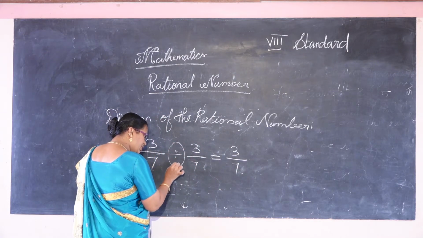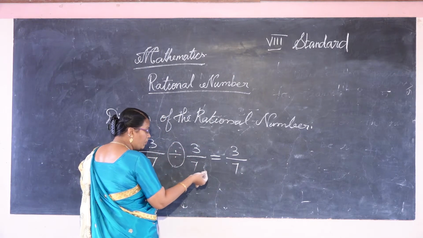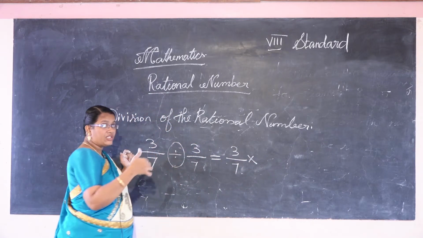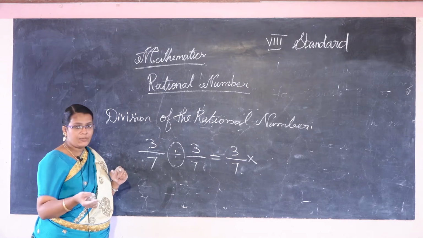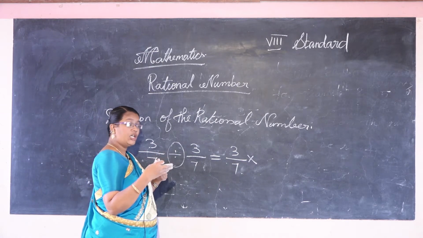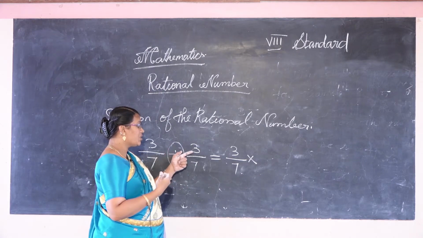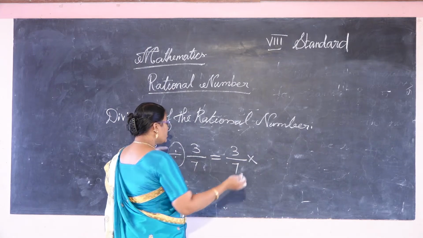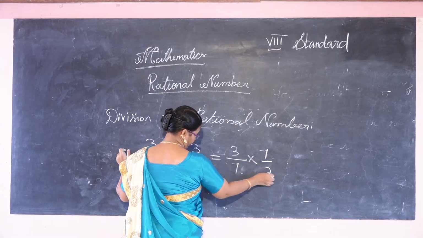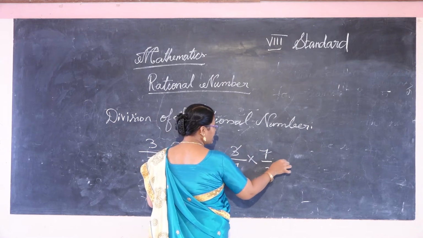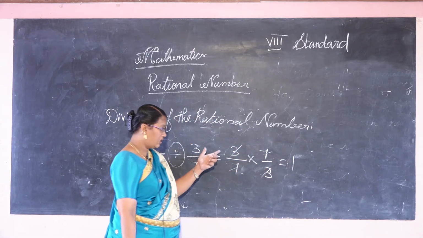Afterwards, you should change the operation from division to multiplication. Then change the next rational number to its reciprocal. Reciprocal means, as you already know, the inverse of the given number. What is the inverse of 3 by 7? 7 by 3. That is called the reciprocal. So 7 by 3. Now it cancels. All the terms are cancelled and we get 1. The easiest one.